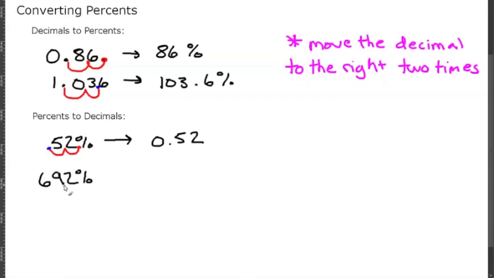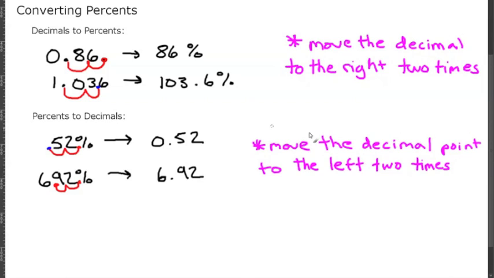Say I give you 692%. Again, we're going to move the decimal point to the left 2 times. 1, 2. So now it is between the 6 and the 9, and that will give you 6.92. So when converting from a percent to a decimal, you move the decimal point to the left 2 times.